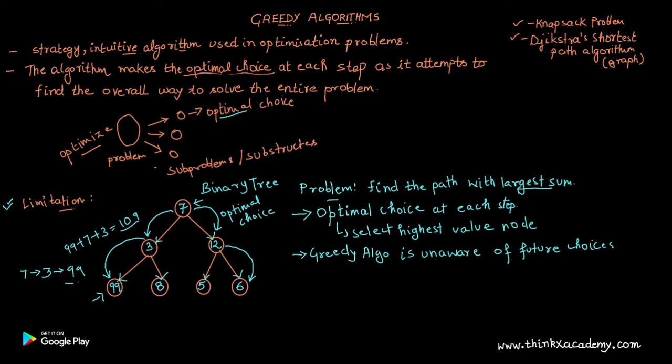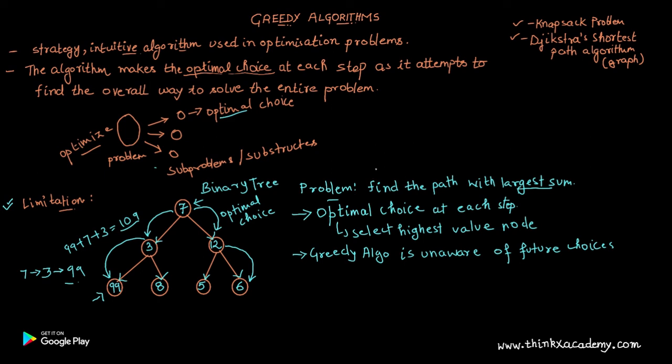So that's the main limitation of the greedy algorithm, because it is choosing the optimal choice at a particular step. It is not considering all the data. So if it had considered the 99 as the data, it would not have gone wrong. So that's the main limitation of a greedy algorithm. So a programmer should be careful in choosing a greedy algorithm, because if he had chosen the greedy algorithm in this problem, he might have gone wrong.